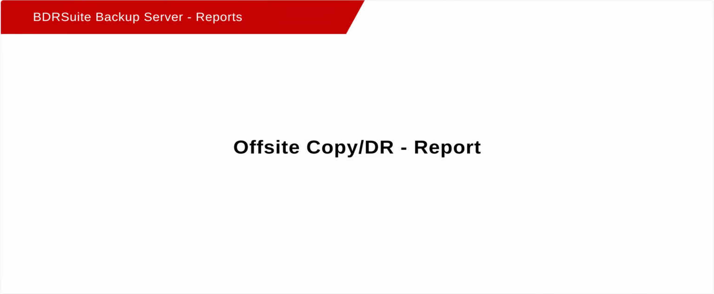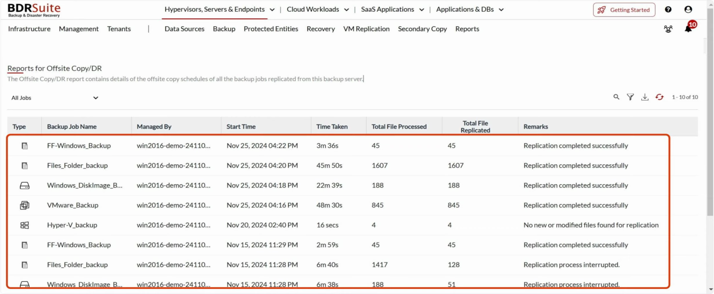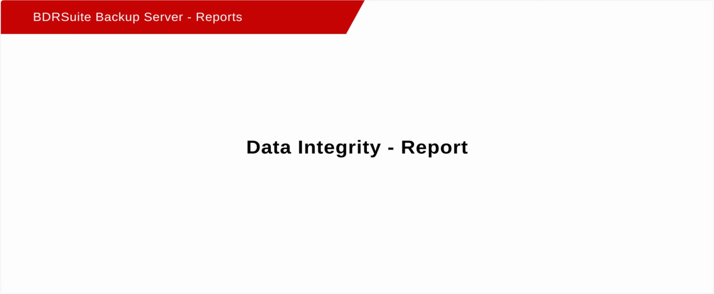Next, let's explore the Offsite Copy DR report. Select Offsite Copy DR report. The Offsite Copy DR report provides details of the offsite copy schedules for all backup jobs replicated from this backup server. Next, let's explore the Data Integrity Report.